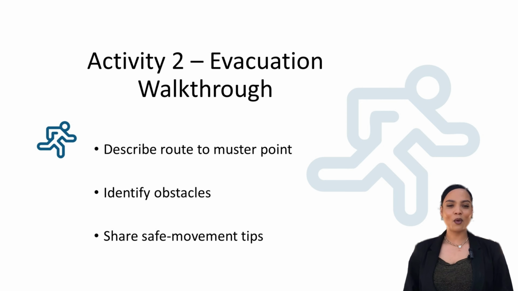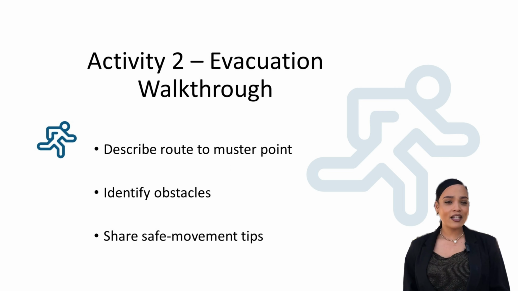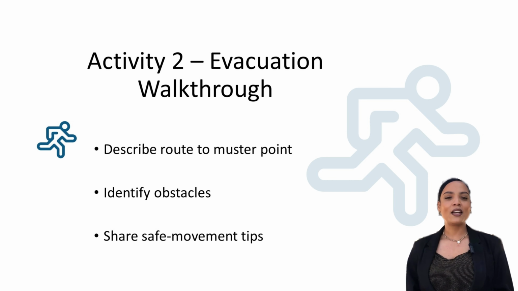On a site map or by discussion, let's talk through our evacuation routes and assembly areas. Pairs: describe your quickest safe route from your regular work area to the muster point. Identify 2 obstacles you might face and how you would handle them. Do this assertively, and we will discuss thereafter.